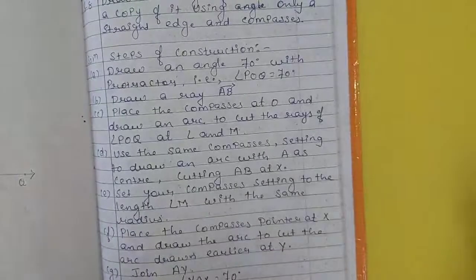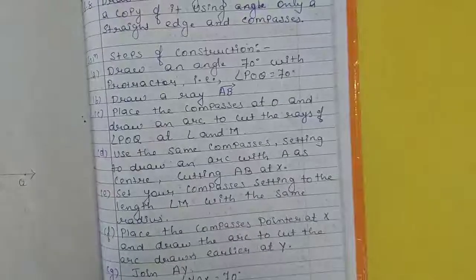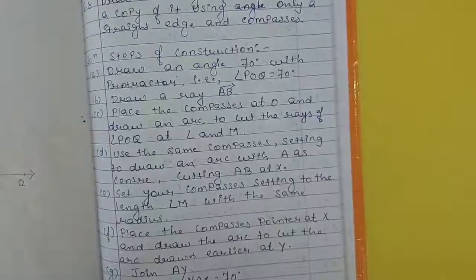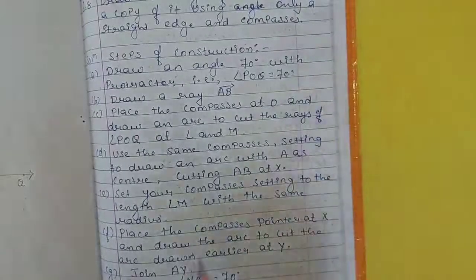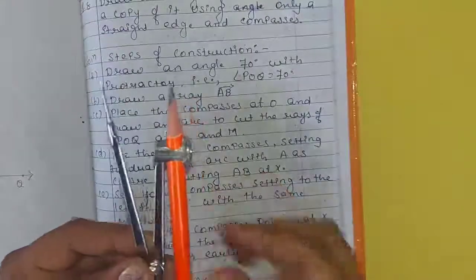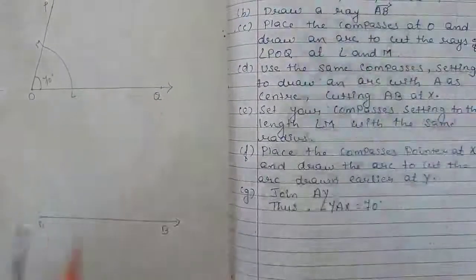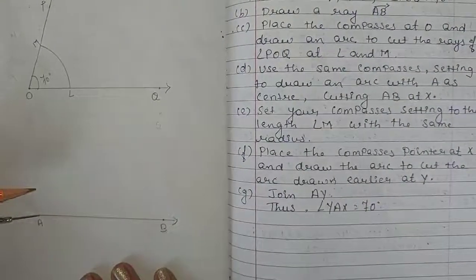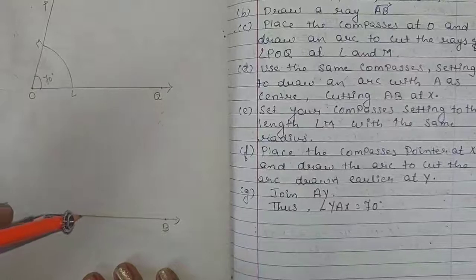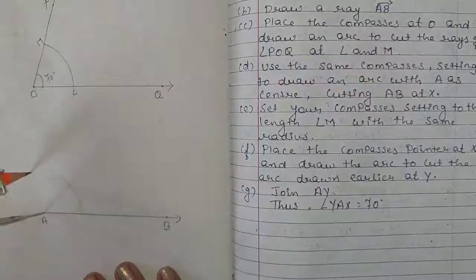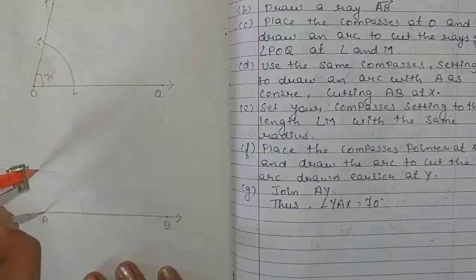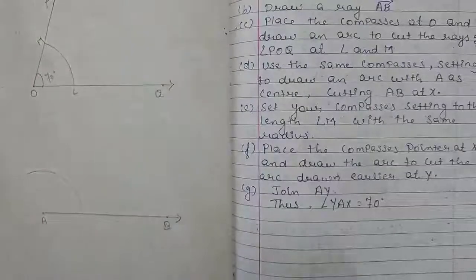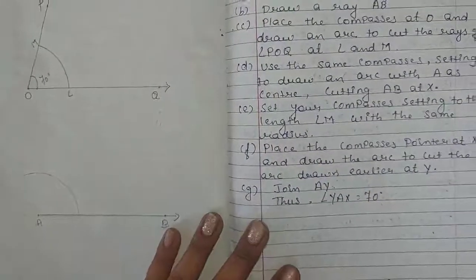Use the same compasses setting to draw an arc with A as a center and cut AB at X. So here this is still the same opening of the compass. Now in the figure below, where only ray AB is drawn, with A as a center we have to mark one arc with the same opening of the compass. So students, here we have marked one arc with A as a center. Now let us see another step.